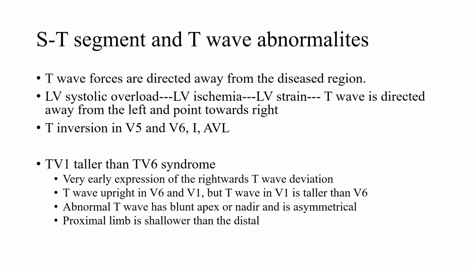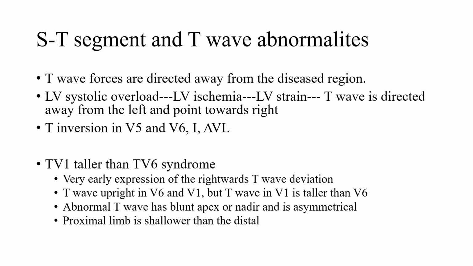because it is a dictum that the T wave forces are directed away from a diseased segment. In LV systolic overload, there will be LV ischemia, and that can result in LV strain. So the left side is affected, the T wave is directed away from the left, and the axis of the T wave will point towards the right. So there will be T wave inversion in V5, V6, lead 1 and aVL. That is, in the left directed leads, there will be T wave inversion.